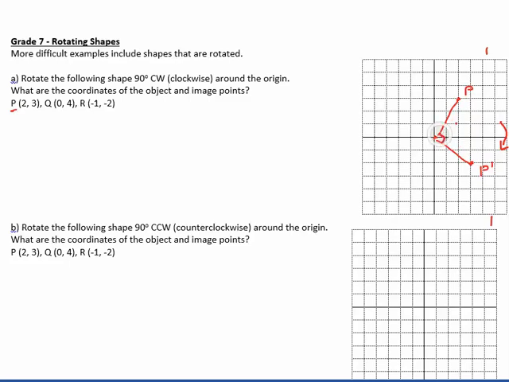So the 2 important things in a rotation that you have to make sure of are the actual angle between the original point, the center of rotation, and the image point, and also that the distance stays the same, that I'm still keeping the same distance. This means if I were to use a compass, that's a little pointy thing with the pencil.